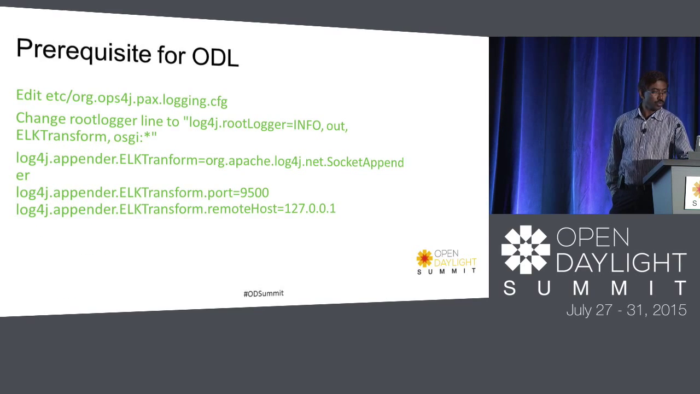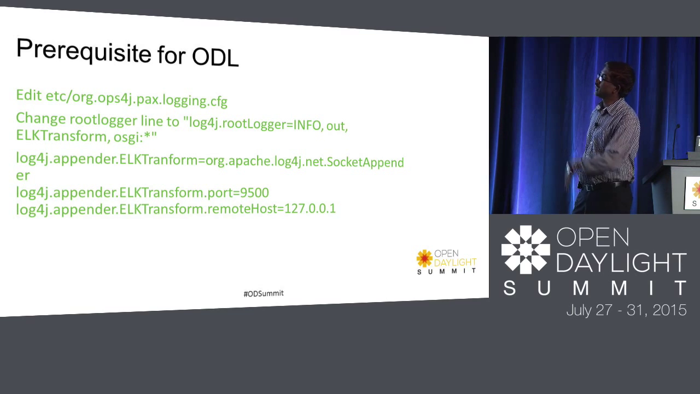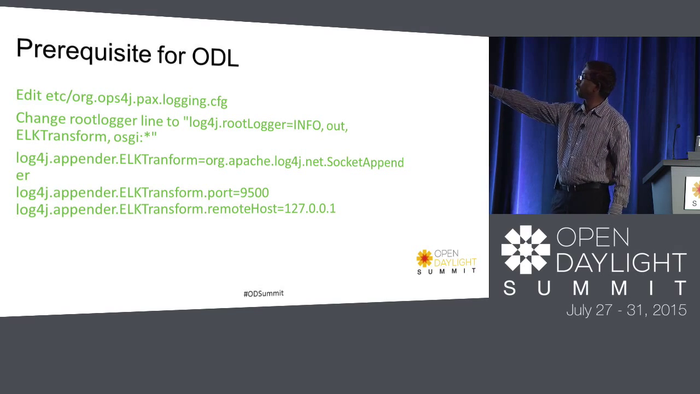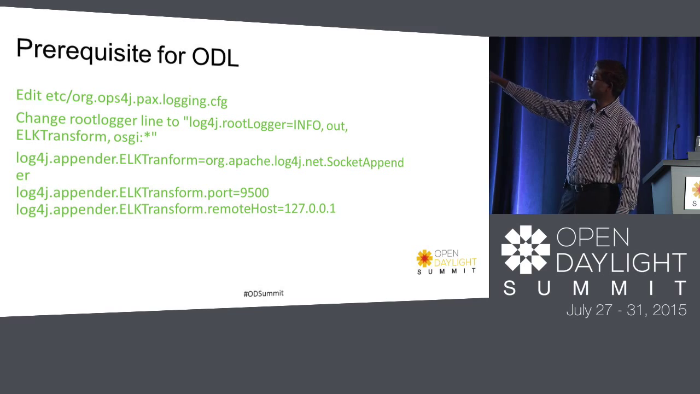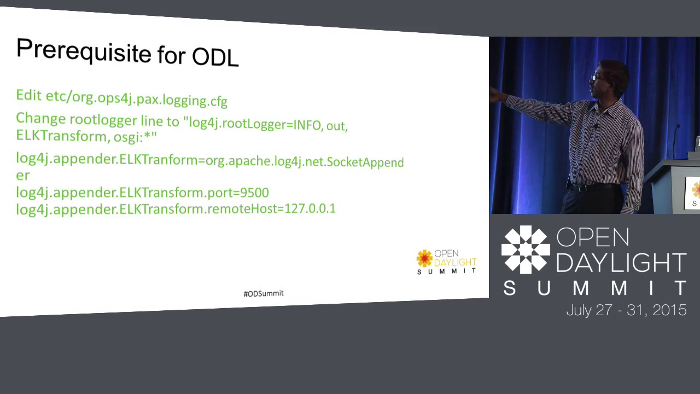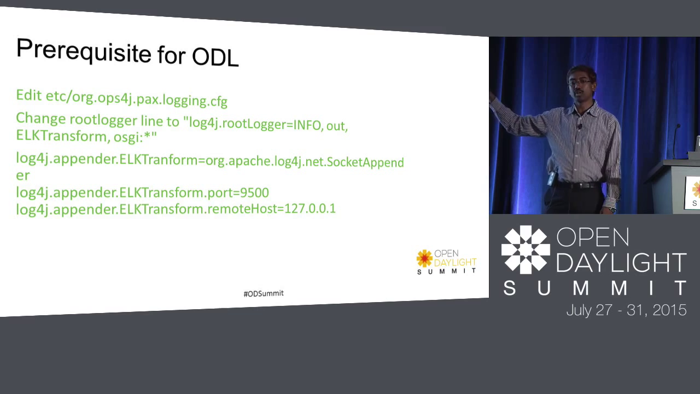So let me get into a prerequisite. This probably would solve it for you. For the prerequisite, we edited the configuration file. We just changed the root logger line to info out, and that elk transform is the one that would essentially help me. That's key. There are log4j configuration files, and the log4j appender uses the socket appender, and then it starts. Typically, we listen on port 9500, and once the transformation is done, I'm just using the localhost and pointing it there. This is just the prerequisite you need for OpenDaylight.